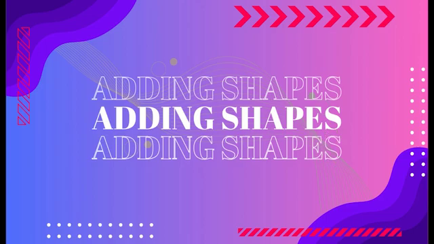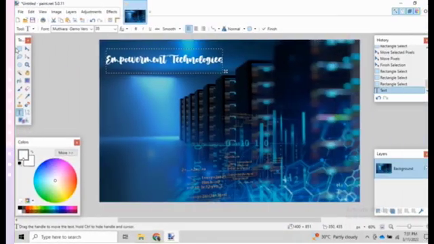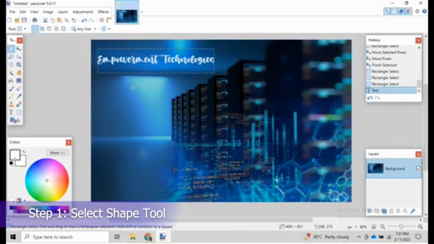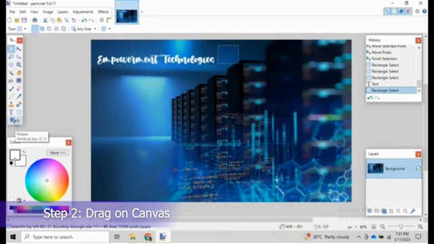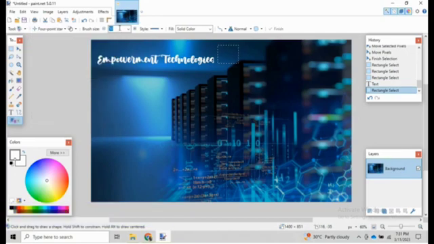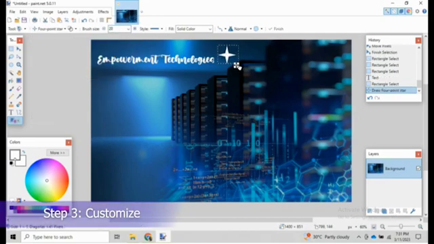Next, adding shapes. To add a shape, select the shape tool from the toolbar and choose the shape you want to add. Click and drag on the canvas to create the shape. You can change the color and thickness of the shape using the options in the toolbar.